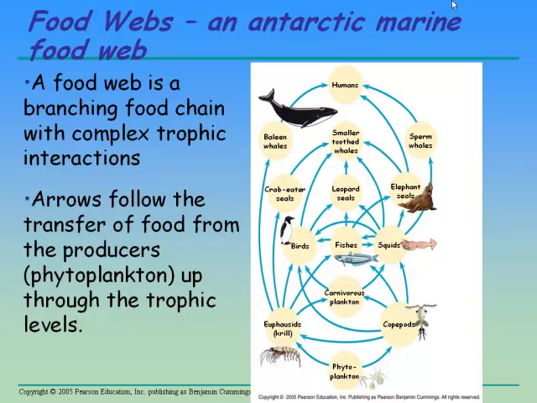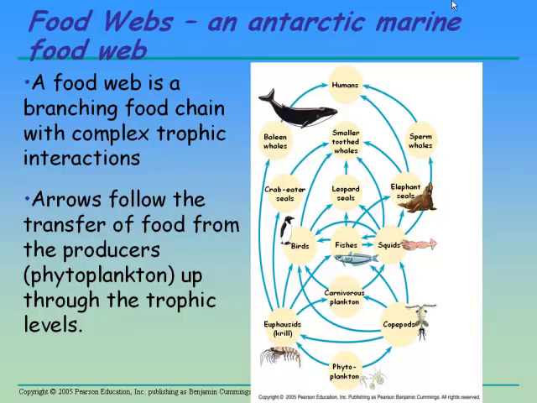So this is an Antarctic marine food web. It allows the transfer of food from the producers, the phytoplankton, up through the trophic levels. For simplicity, this diagram omits decomposers. So you can see phytoplankton to copepods to krill. The krill and copepods are eaten by carnivorous plankton, but the krill and copepods are also eaten by fish and birds and squid, and the krill is also eaten through the baleen, the water that goes through the baleen in the whales, because remember they're suspension feeders.